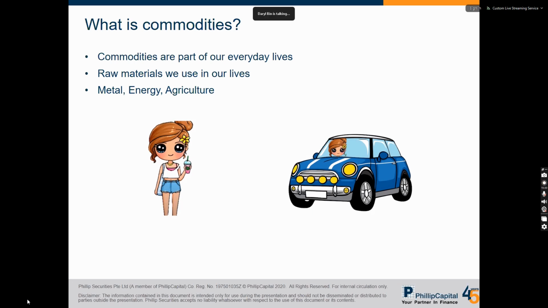When she goes shopping, she'll either drive or take public transport, right? So all these transportation, majority of them are also operated by oil, which is also a commodity. So in short, commodities are categorized in three different sectors: metal, energy, and agriculture. Metal are like our gold and silver. Energy are like our oil and gas. Agriculture are like crops and livestock that have been raised and harvested to provide food.